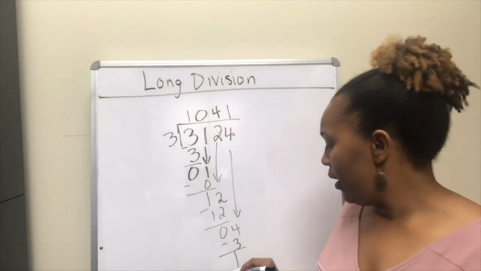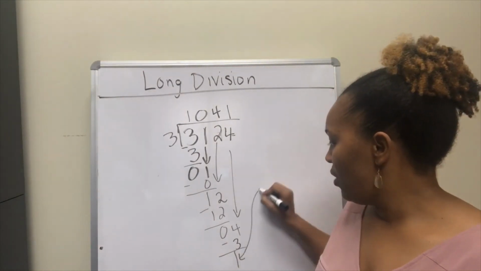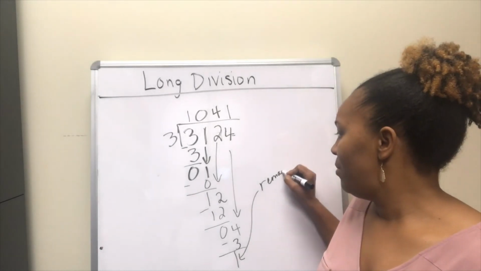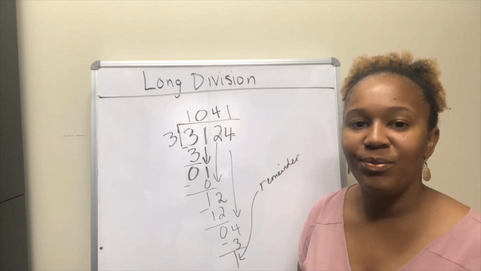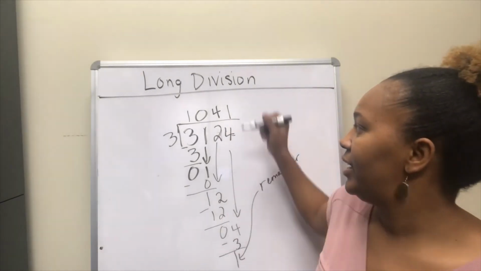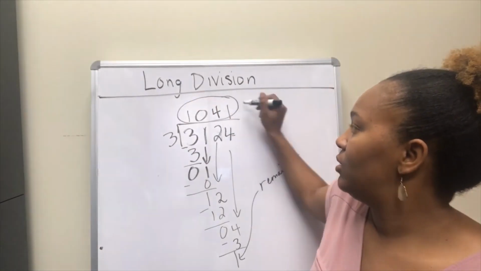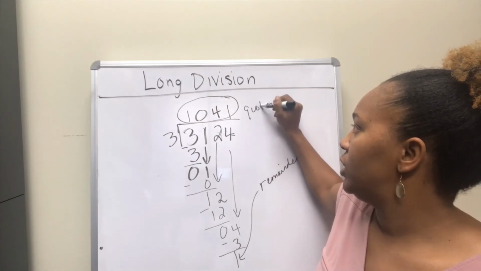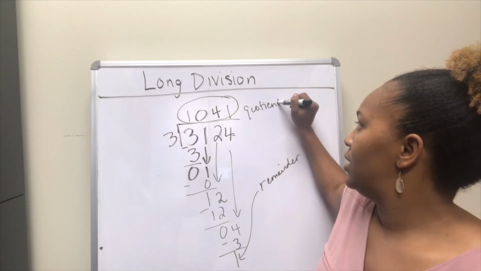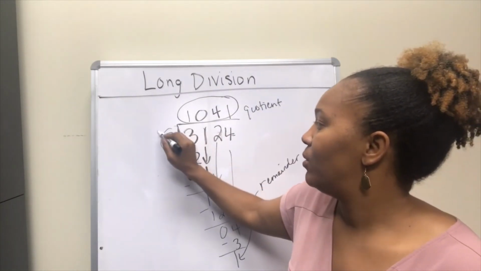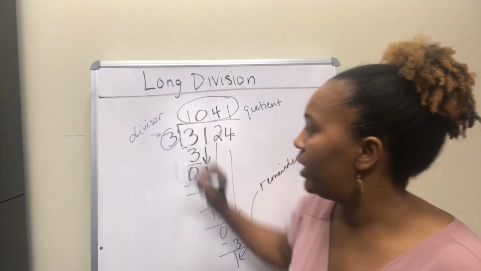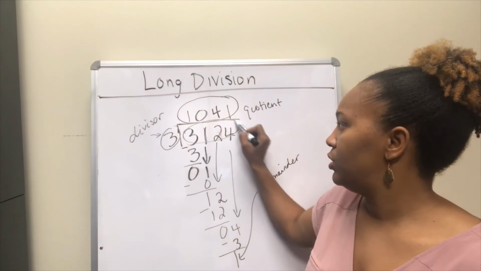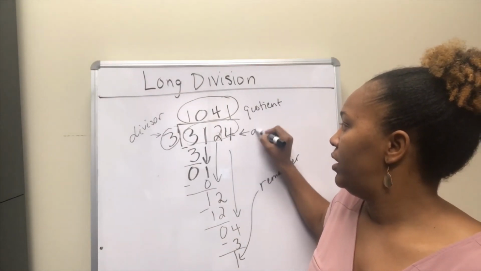And so the 1 down here was called the remainder because you have no more numbers to drop down, and this solution up here was called your quotient. What you were dividing by was called the divisor, and this underneath was called the dividend.